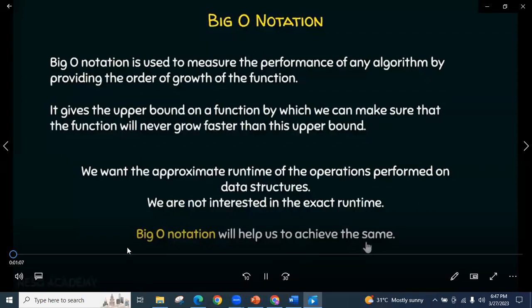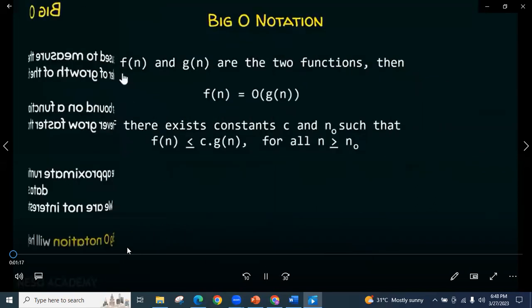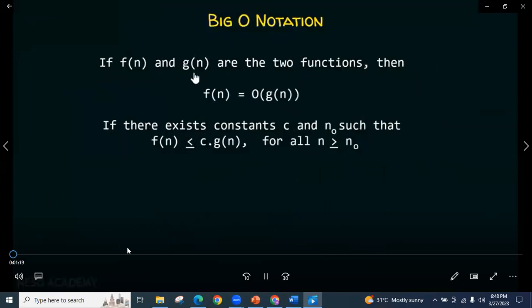Obviously, it gives us the order of growth of the function, the least upper bound on a function, so that we can ensure that the function will never grow faster than the upper bound specified. Let's see the formal definition. If f(n) and g(n) are two functions, then f(n) is equal to big O of g(n).